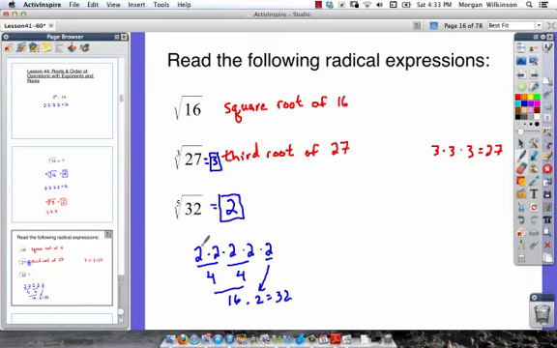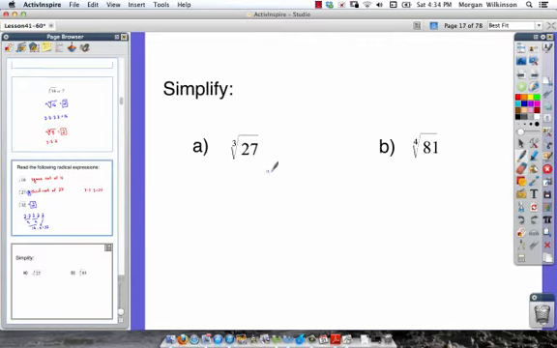Because of what we see right here, 2 times 2 times 2 times 2 times 2 is 32. And we can move on to the next question. Alright, simplify the third root of 27. Well, the third root of 27 we just saw, that one was 3, because 3 times 3 times 3 is equal to 27.